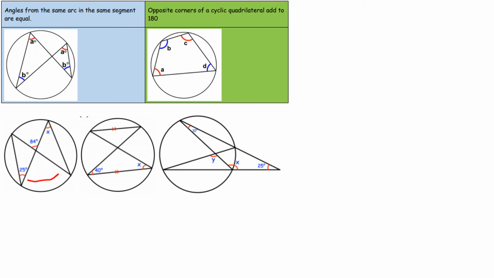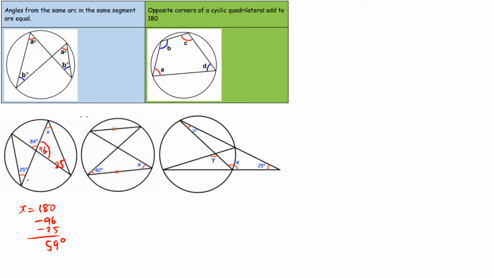So first off, we've got a 25 over here because they are same segment. We've got straight lines here, so we know that this is 96 because it adds up to 180 with the 84. And so x is just in a triangle, it's going to be 180 minus 96 minus 25, which will give you 59 degrees.